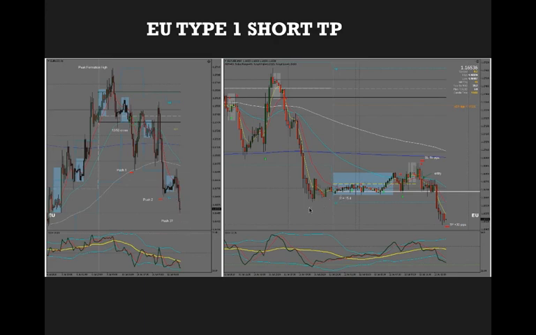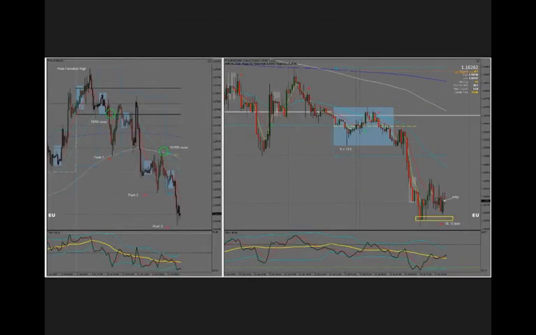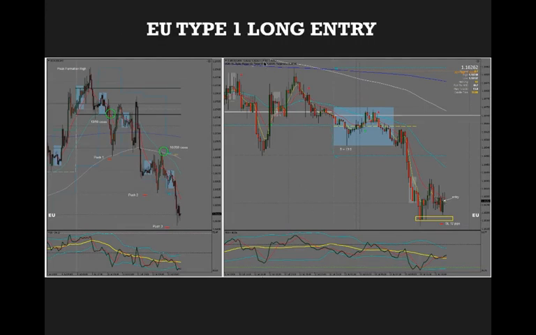Okay, so let's look at another example. So the following day, this is a long entry. You can see here now, back to our H1 chart. This was our push 1, push 2, right? And this came to our push 2, and then down here what we were saying was our push 3, but look how much it came down. It came down a lot, actually.